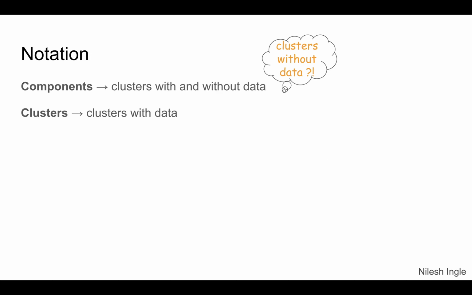And there are two terminologies that we are going to use here. Components. Components could be clusters with or without data, and that's something that would be difficult to understand. How could there be a cluster without data? But it will get clear as we walk through this. And clusters would be the clusters with data, or groups with data.